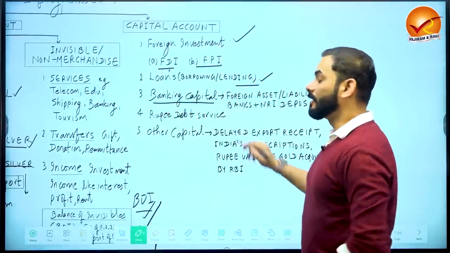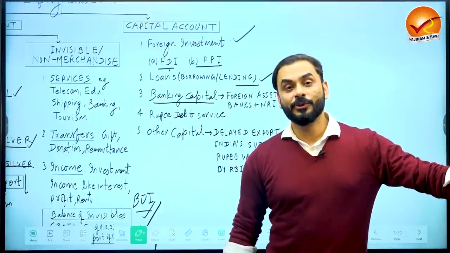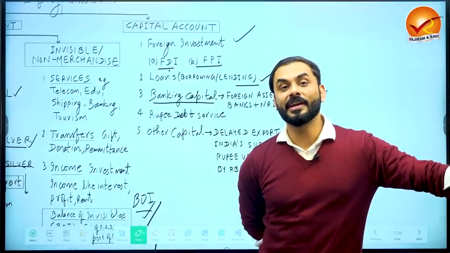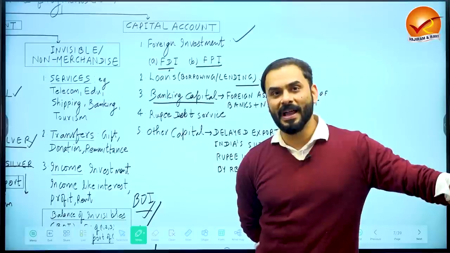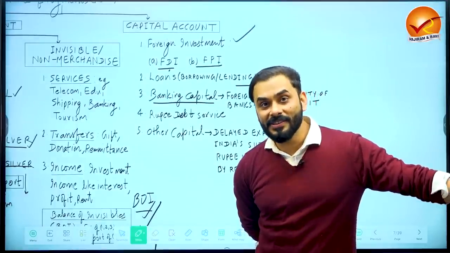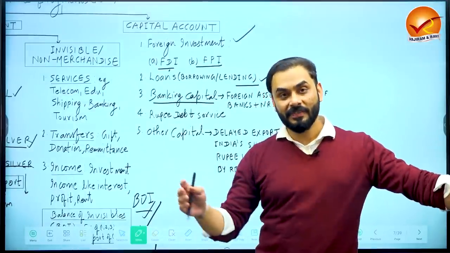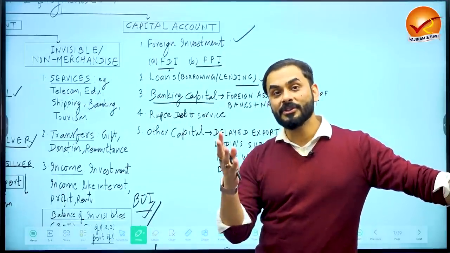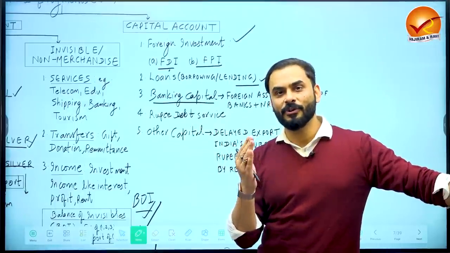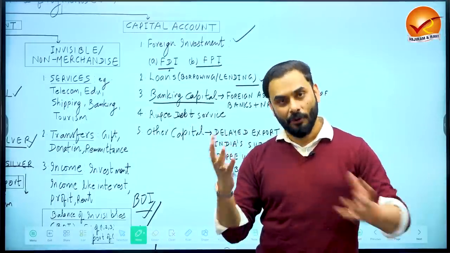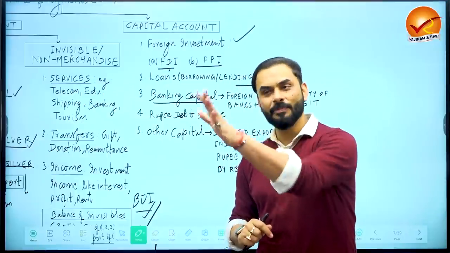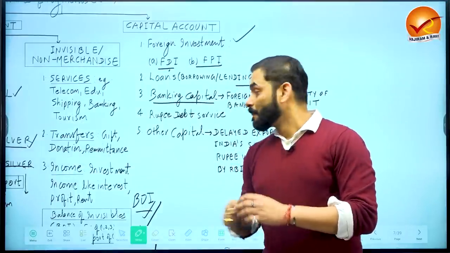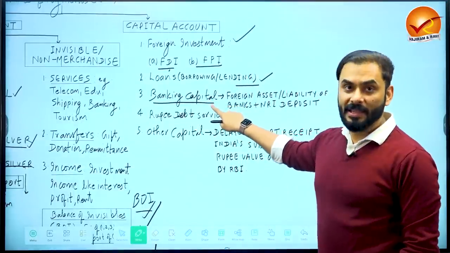Now banking capital, I'll give you an example. So let's talk about State Bank of India, HDFC Bank. What do you see in these banks? Even these banks hold foreign currency assets. For example, HDFC Bank, SBI, these banks also have dollars. These banks also have euro as currency. They hold it because it is a currency asset which they can sell at any point of time, right? So these things are called banking capital.